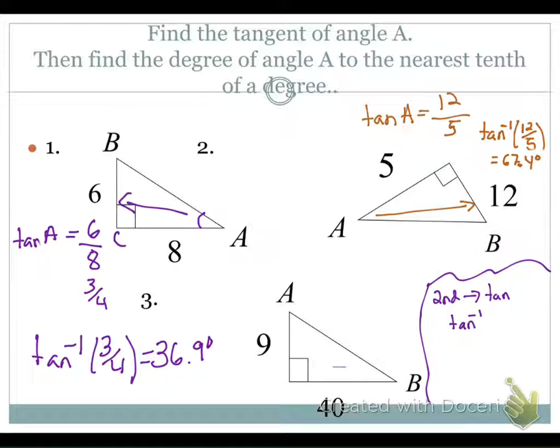Okay. So let's walk through the steps. So you have tangent of A equals, so that's going to be opposite, which is 40, over 9. Okay, then you have tan inverse of 40 over 9, which is what? 77.3. Do you guys agree? Yes. 77.3 degrees. So on each of these, we put a degree symbol. So remember what that looks like from your previous math classes?